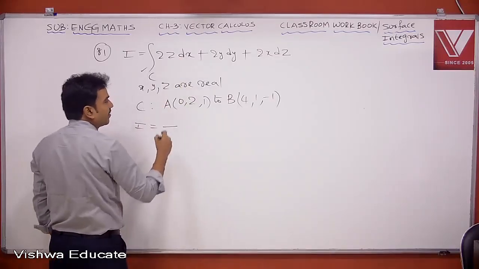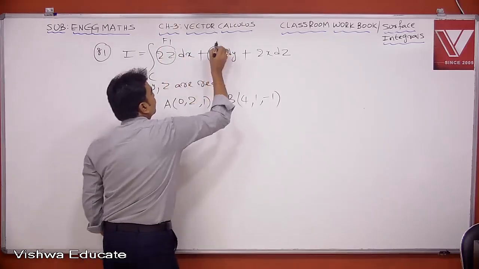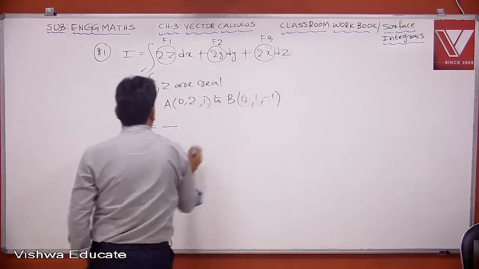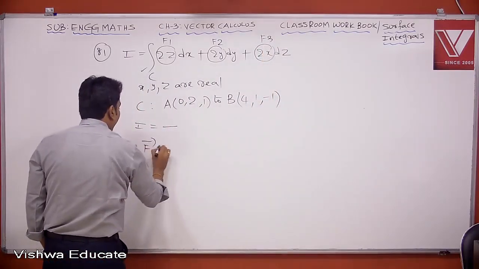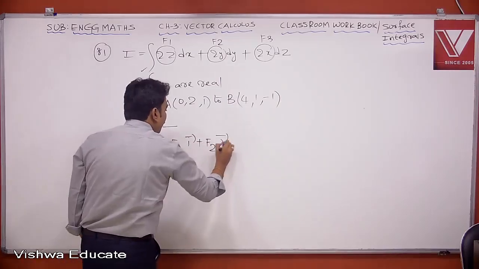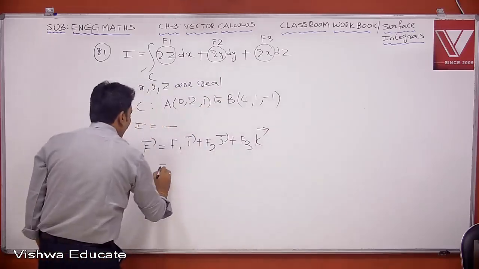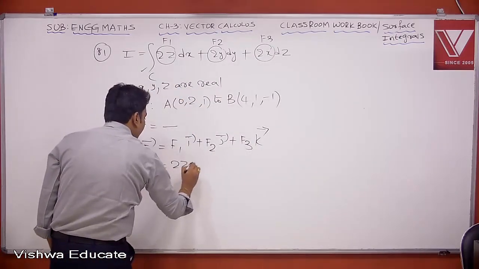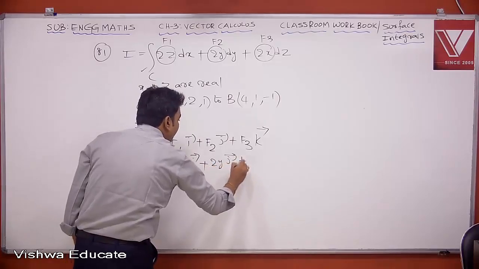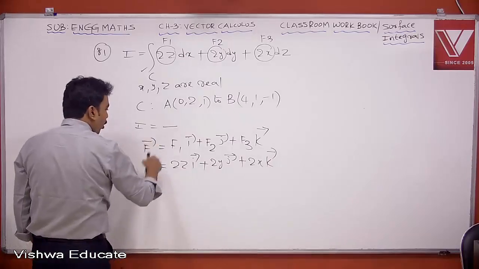Find the curl of this vector. Basically this is F1, this is F2 and this is F3. Now what is my vector F bar? F bar is F1 i bar plus F2 j bar plus F3 k bar. This is my vector F bar. So what is F1? 2z. This is 2z i bar plus F2, 2y j bar plus F3, this is 2x k bar. Now let us find the curl of this vector.